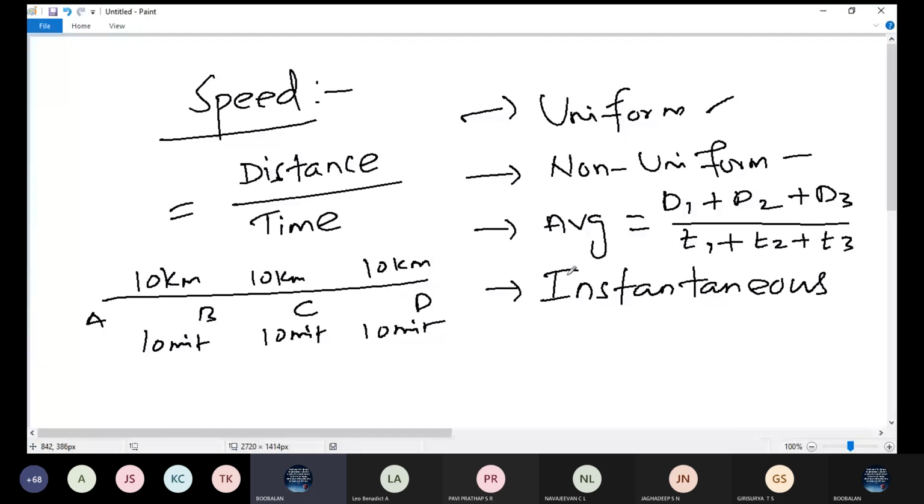Instantaneous speed. For instantaneous speed, just imagine the bowler. Otherwise, they are saying first ball 140 kilometers per hour, second ball 130, fourth ball 150, like that. How are they calculating this speed?